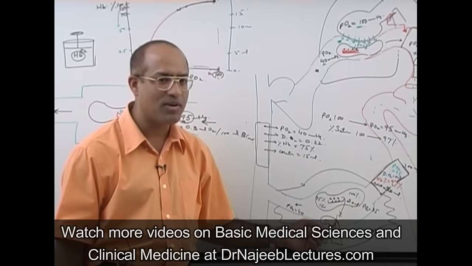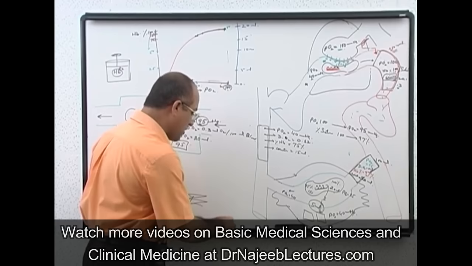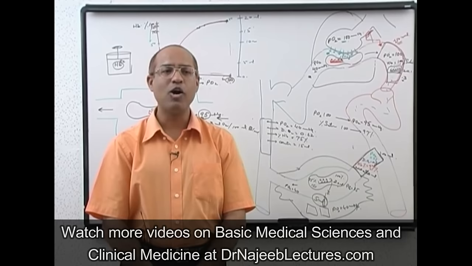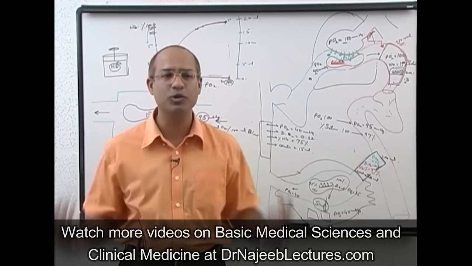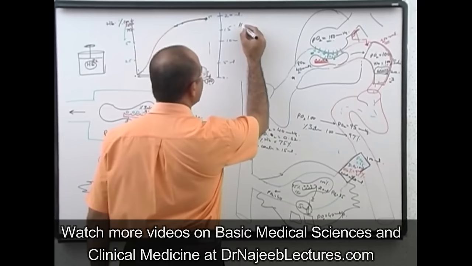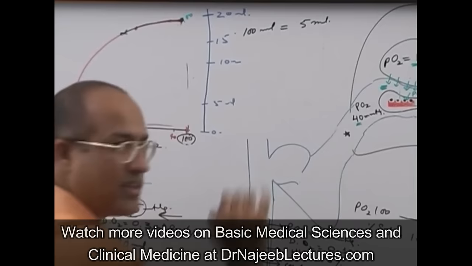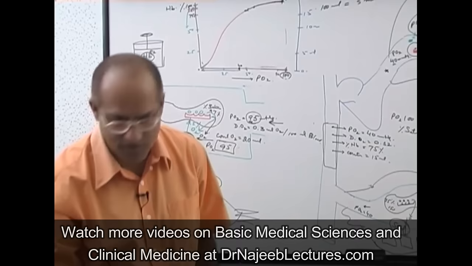Okay, why don't we talk about a person who is resting comfortably: how much oxygen is delivered to tissue every minute, all tissues of the body? Listen, it's very easy to understand. 100 ml blood delivers how much oxygen to the tissues? 5 ml. Are you understanding? 100 ml blood, when it passes through the capillaries, delivers 5 ml under resting circumstances.